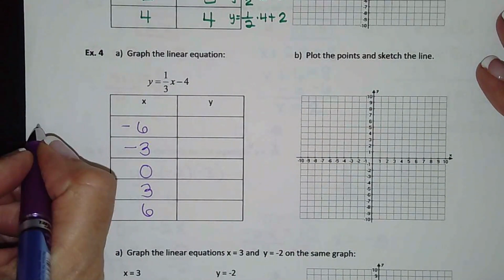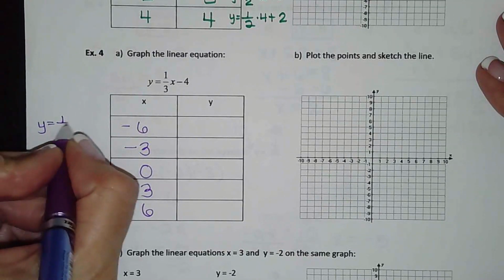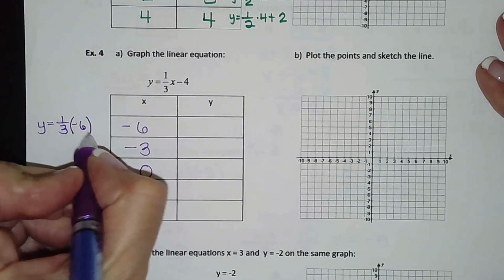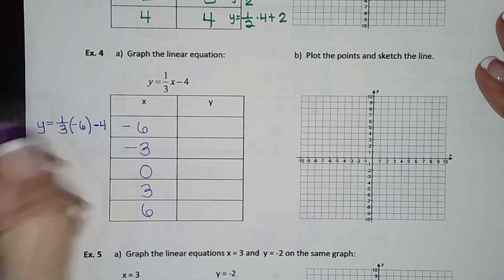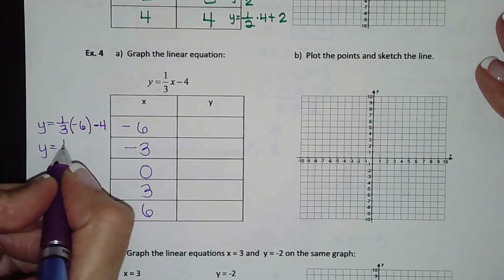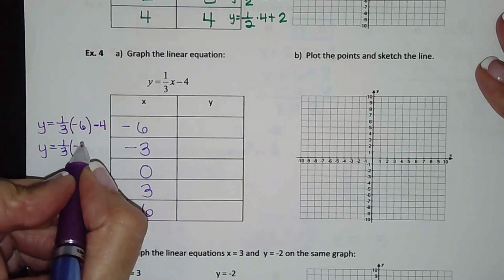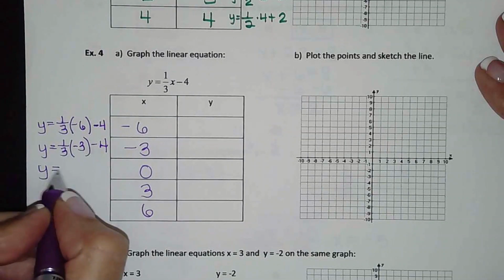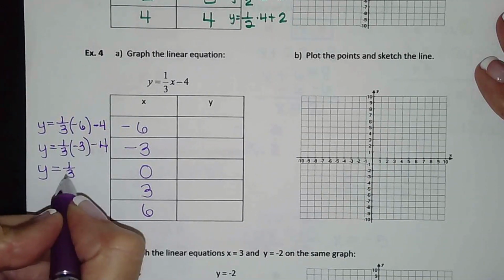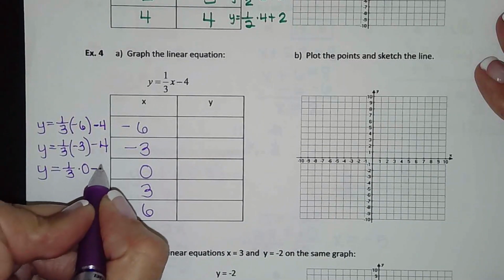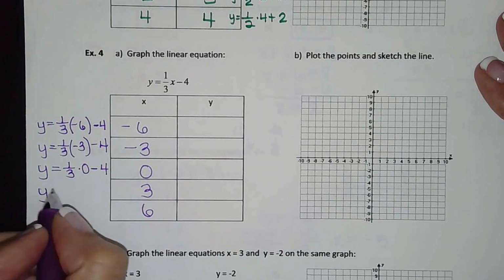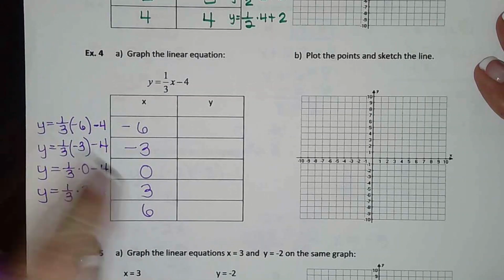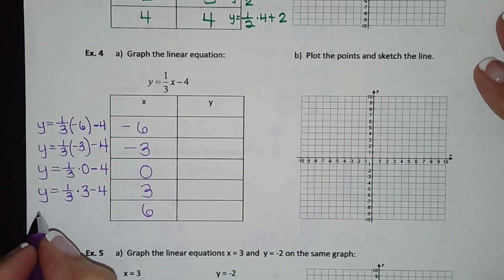So next you write out your work. 1/3 parentheses, -6, because I'm plugging in a negative, subtract 4. 1/3 in parentheses, -3, subtract 4. Now we can drop the parentheses. We're done with the negatives. So 1/3 times 0 minus 4. 1/3 times 3 minus 4. And last but not least, put your 6 in.